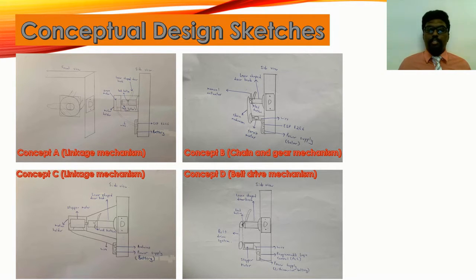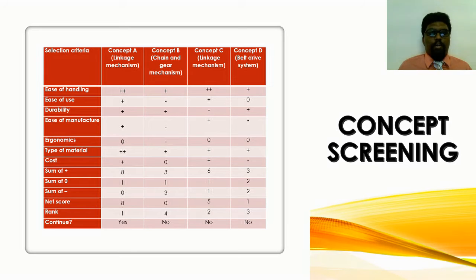Concept D is using a belt drive mechanism. The power supply is battery. If you see, this concept has a belt and a drive system to run the system. After doing the 4 concepts, we do the concept screening for the 4 concepts. We can see we created a table for the 4 concepts and selected the best concept for the project. Concept A is selected as rank 1, that is the linkage mechanism. So this concept continues for the project design.